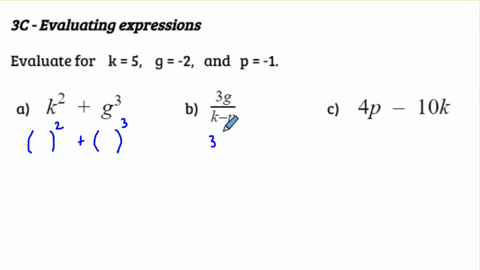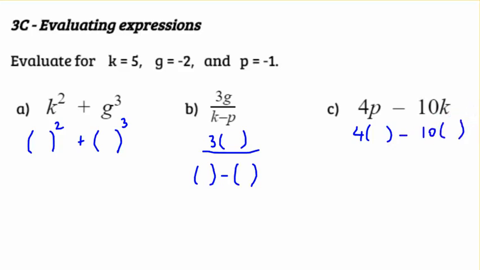So this is going to be 3 parentheses on the top and parentheses minus parentheses on the bottom. And this is going to be 4 parentheses minus 10 parentheses. Okay, now we start to put in our values.